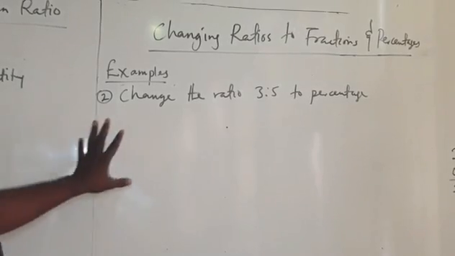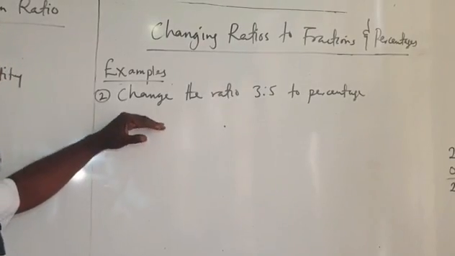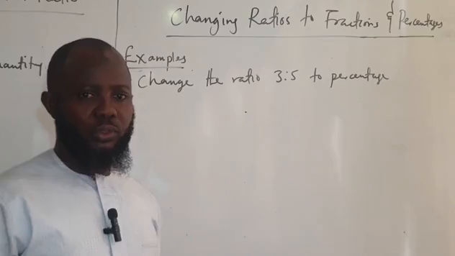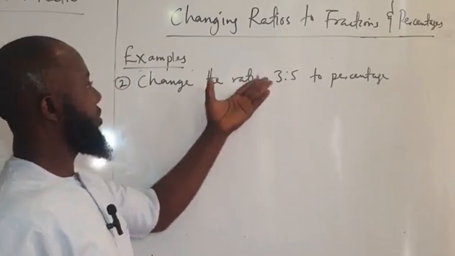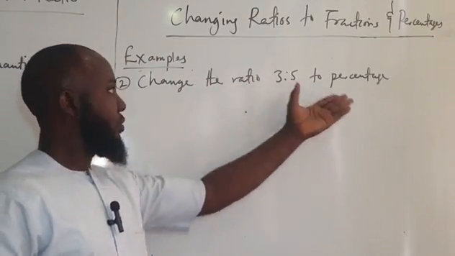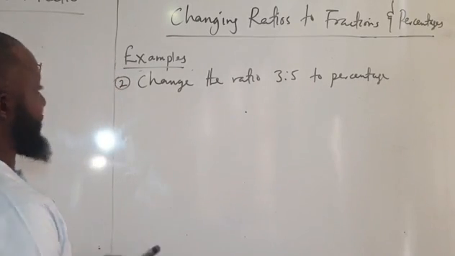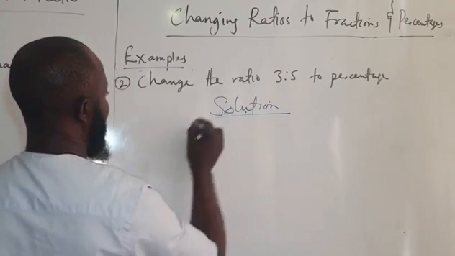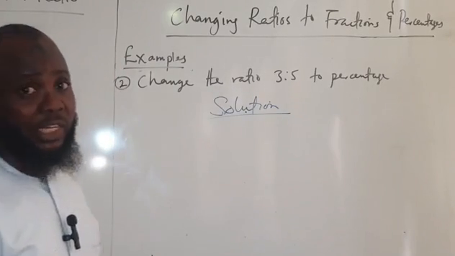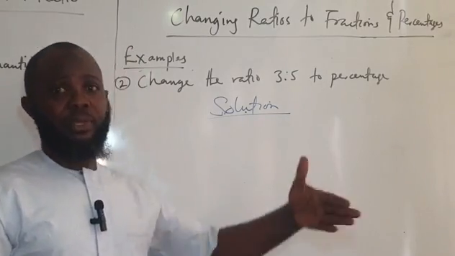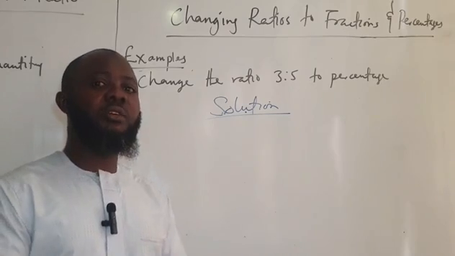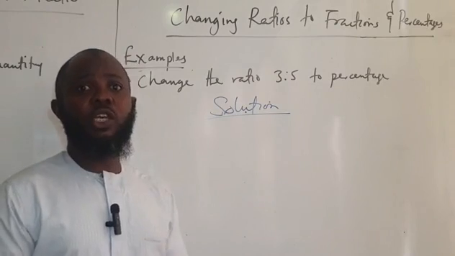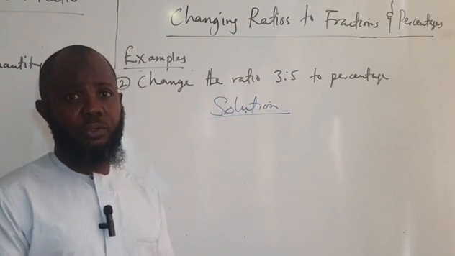Alright, so in this example 2, we are trying to see how we can change ratio to percentage. It's very simple, just straightforward. We want to change this ratio 3 to 5 to percentage. So what you are expected to do here is write the ratio as a fraction. Don't forget that ratio is as simple as a fraction. It's like changing fraction to percentage. What do we do when we are changing fraction to percentage? You just multiply by 100. The same thing with ratio.